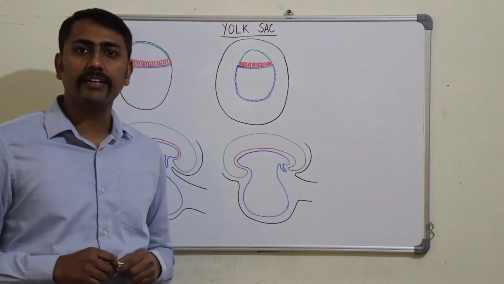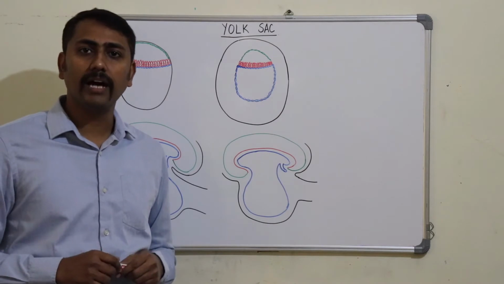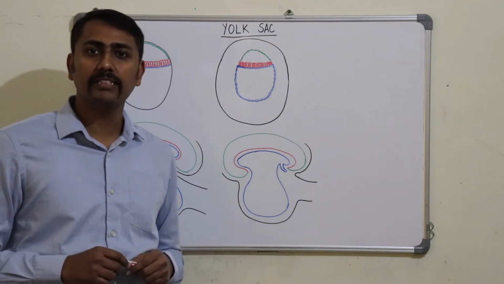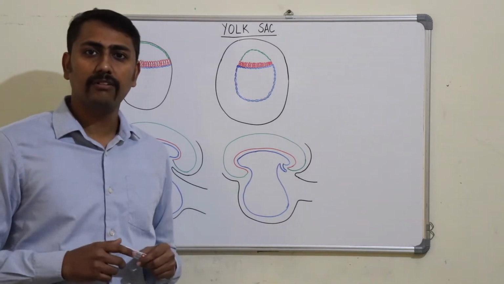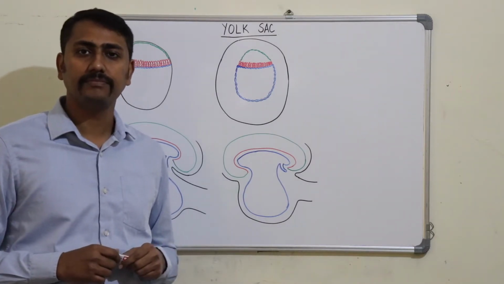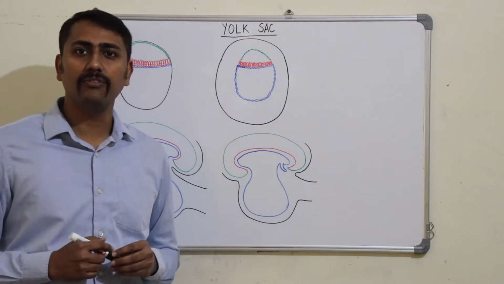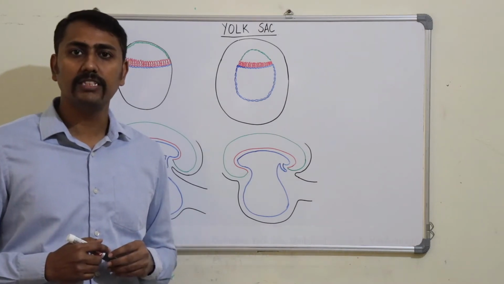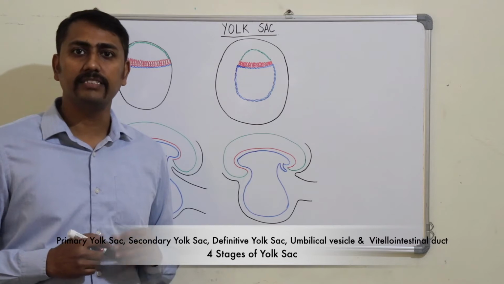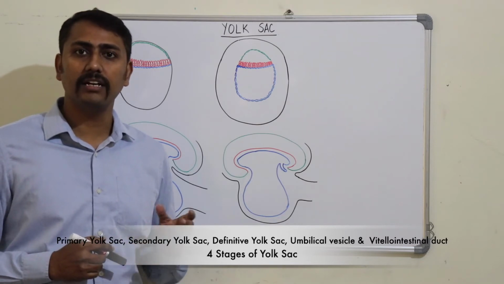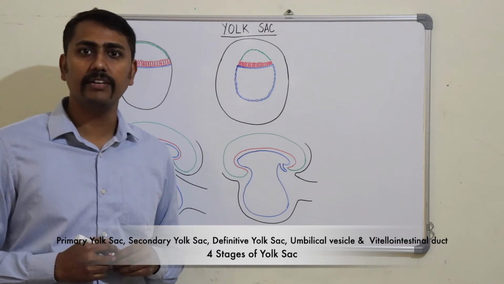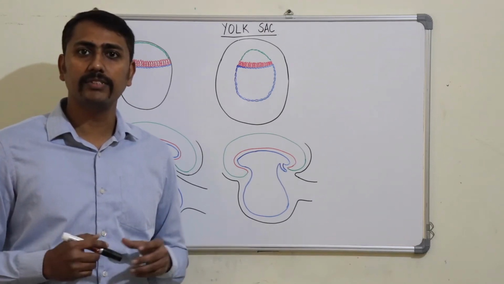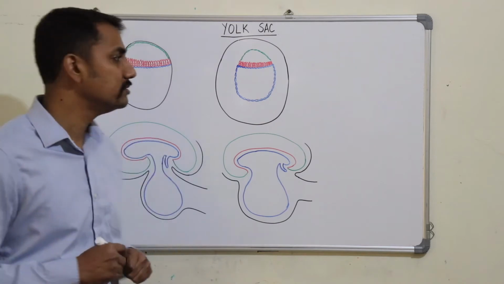The yolk sac is the cavity which develops in the blastocystic cavity, or we can say the cavity of the blastocyst. Now we will discuss the formation of the yolk sac. The yolk sac is formed in the following four stages. First is the primary yolk sac, second is the secondary yolk sac, then the third is the definitive yolk sac, and the fourth is the umbilical vesicle and the vitelline duct. Now we will see how the yolk sac is formed.